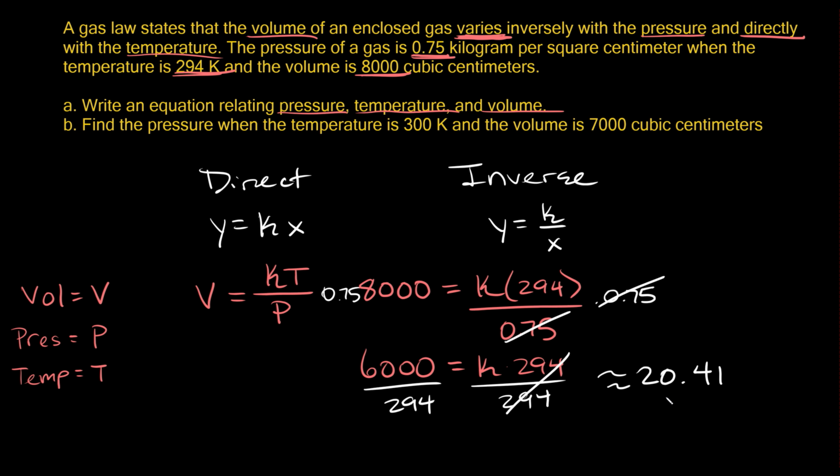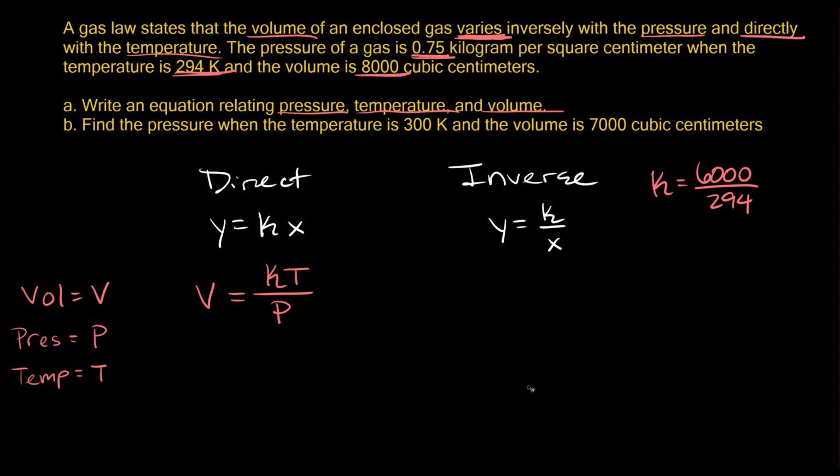We're just rounding. That might not be the best method unless your teacher's cool with it, but in case they want an exact number, then we have to leave it just as a fraction, okay? This is an exact number. So in this case, I'm going to leave it as an exact number. Let's just write it up here for reference. K is equal to 6,000 over 294, all right?